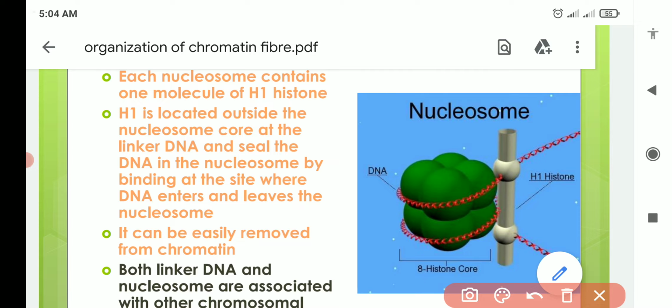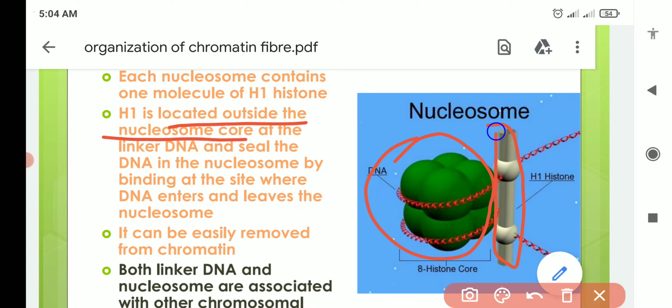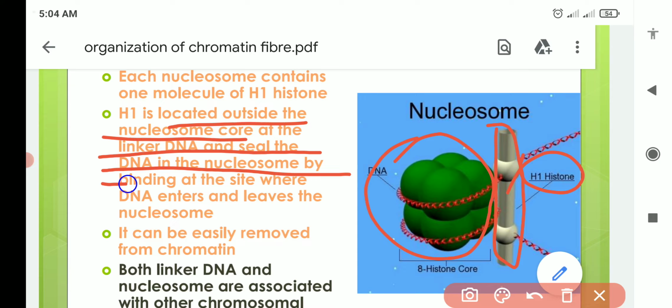So where is H1 located? It is located outside the nucleosome core. This is the nucleosome core, which is made up of the four other types of histone, and the H1 histone is present outside this octamer core. It is present on the linker DNA, where it seals the DNA in the nucleosome by binding at the site where DNA enters and leaves the nucleosome.